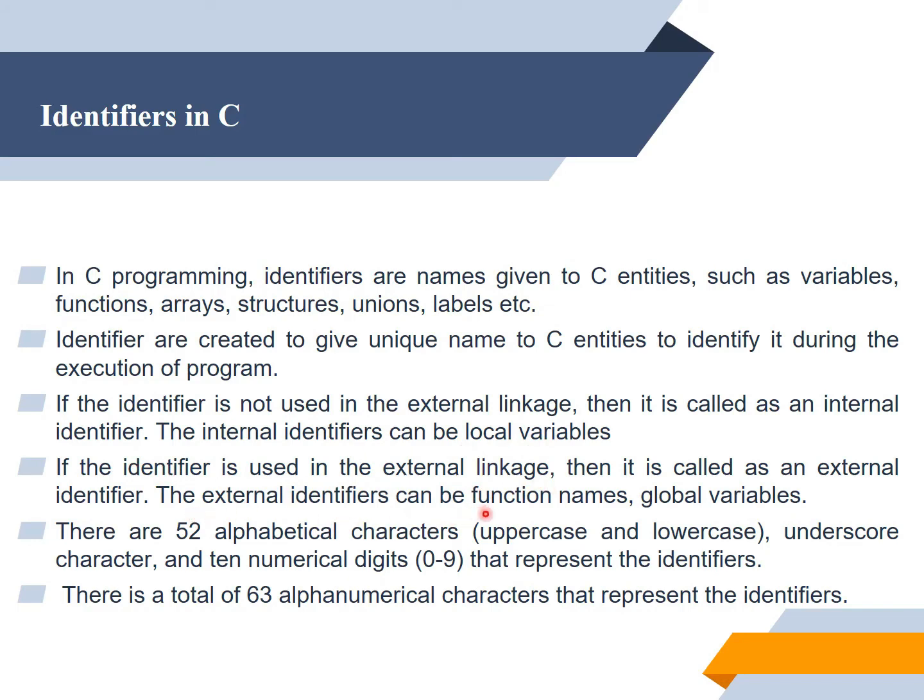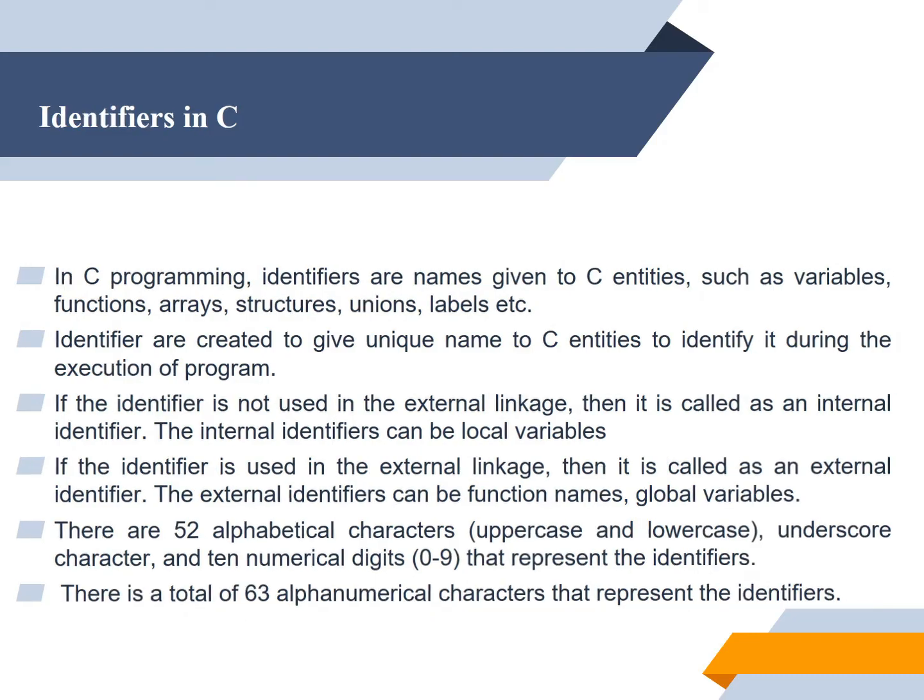External identifiers can be the names of functions we'll be using in the program which are defined outside main, or global variables which we'll be using in the entire program that are also defined outside main. There are 52 alphabetical characters, underscore, and 10 numerical digits which are used to define an identifier. We cannot use any keyword, and among special characters we can use only underscore. No spaces, question mark, or exclamation mark. Only alphabets, either upper or lowercase, all the digits, and underscore as a special character. So there are a total of 63 alphanumeric characters which are used to represent identifiers.